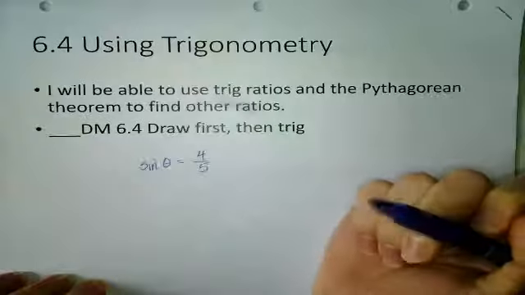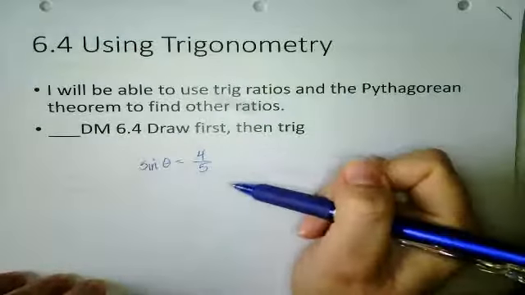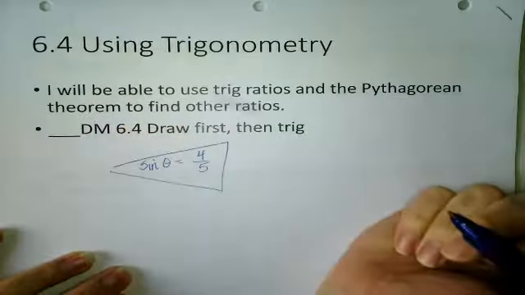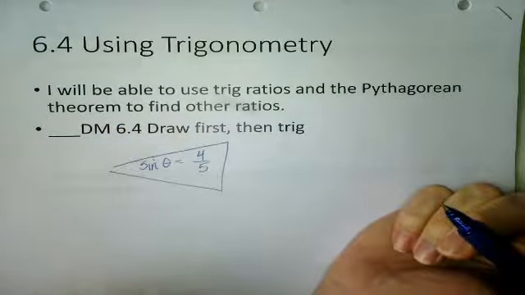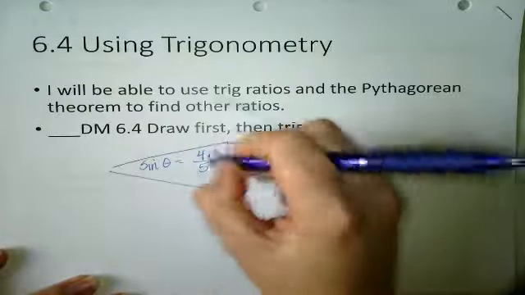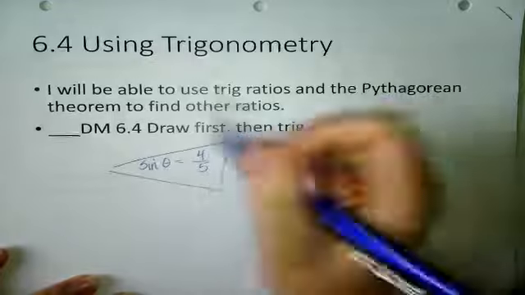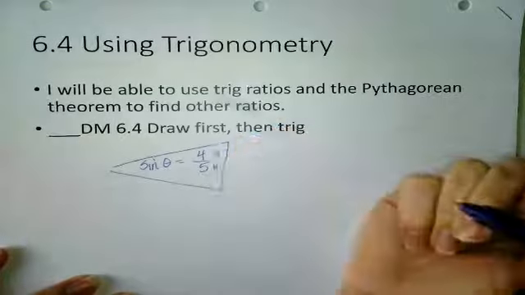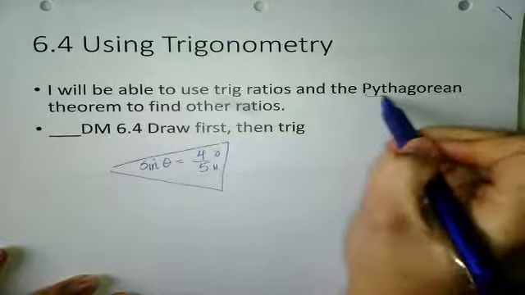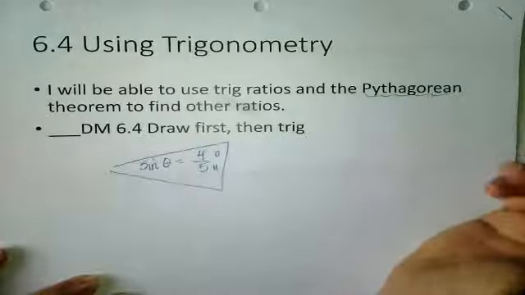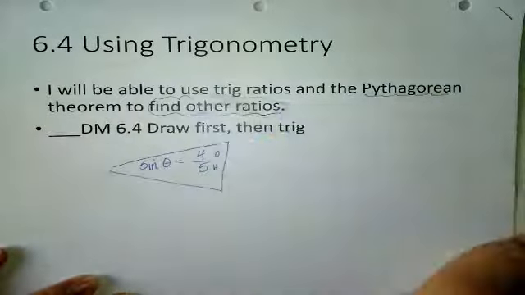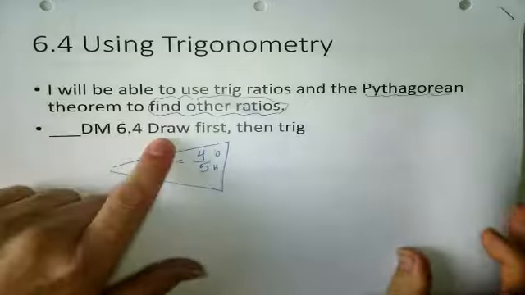like sine of some angle is 4/5, then anytime you're given a trig equation, you can draw a related triangle. It's pretty easy because you already know that the 4 is the opposite side and the 5 is the hypotenuse. And because you know that, you can draw a triangle. Then we'd use the Pythagorean theorem to find the third side, and then we can find any other ratio that we want. So we're going to draw first and then trig.